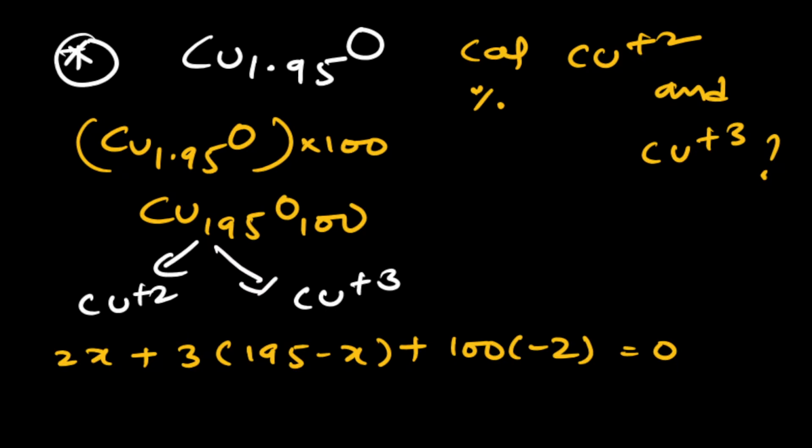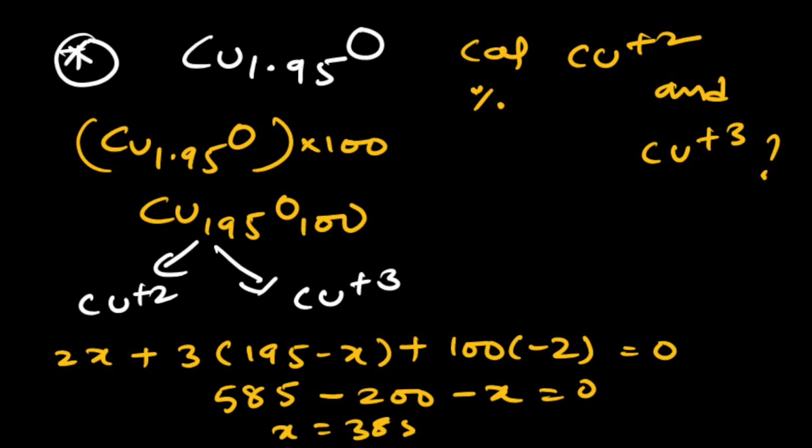Done. Then how much will you get? 3 into 195, here it is 2x and minus 3x, and you will get 585. 585 minus 100 into 2, which is 200, and minus x is equal to 0. Minus 200 gives 385. If you send it to the left hand side, x is equal to 385 you will get. Then x is equal to 385, and 195 minus 385.